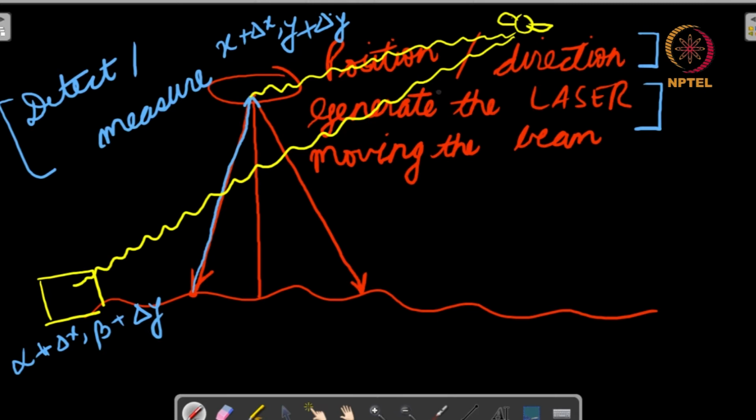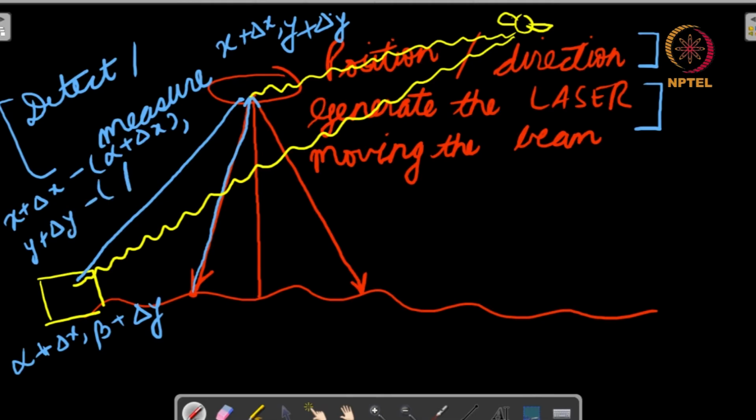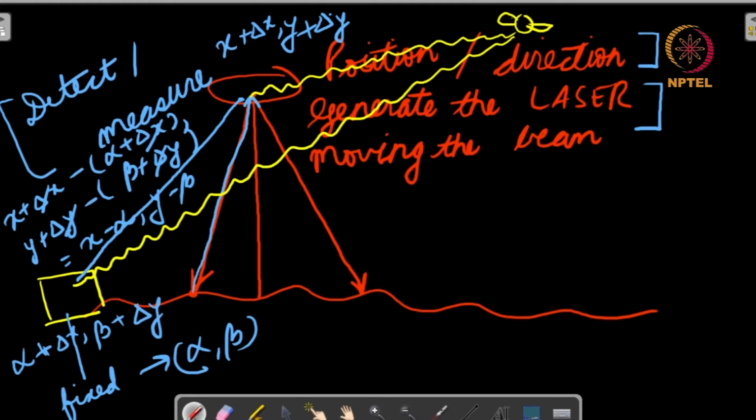Now this is because the error is the same, because it is coming from the same satellite, and in that case you can now compute the location of the aircraft with respect to the ground station, because if you subtract both of these locations, you get x plus delta x minus alpha plus delta x, and y plus delta y minus beta plus delta y. Now in this case delta x and delta x get cancelled, delta y and delta y get cancelled, and so now the exact location of the aircraft is given by x minus alpha and y minus beta. Now in this case, because we know alpha and beta very well, because this is a fixed station, the position of the aircraft can be very easily and very accurately computed.